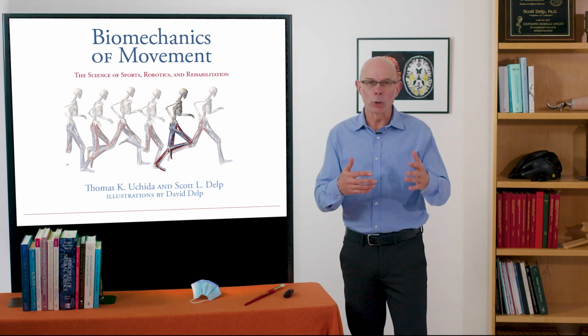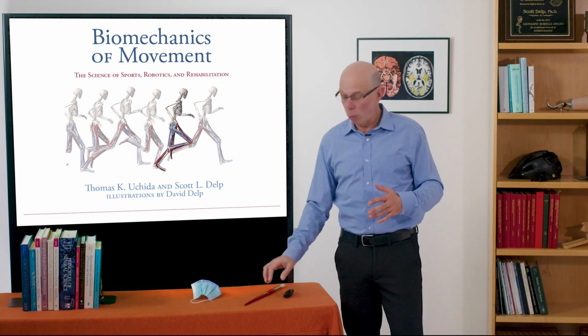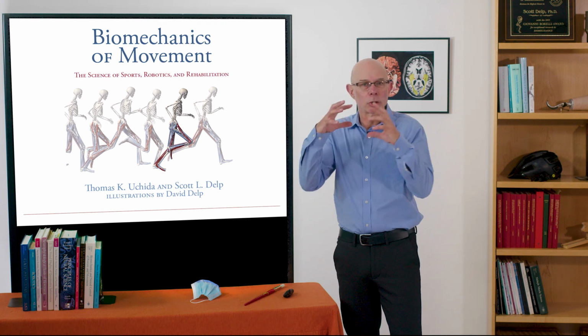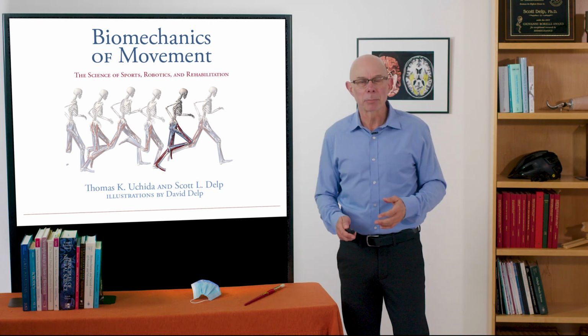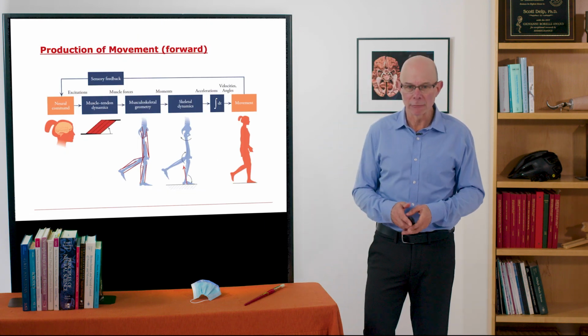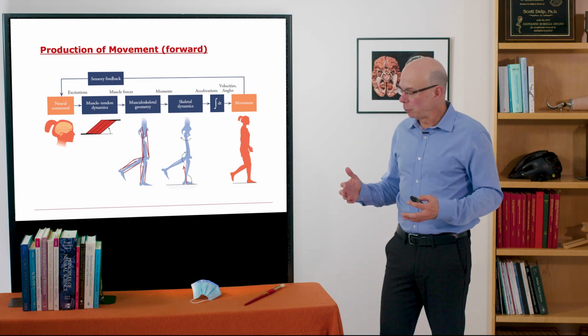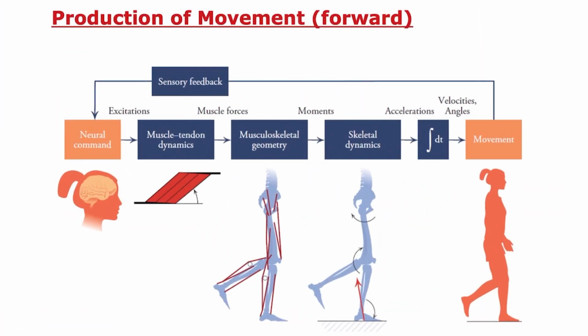There's feedback, of course, when I make an error, or if I use vision, I have multiple sensory systems coming into play. But we can try to outline that simple set of events in this following flow chart. How do we produce movement? It begins, of course, with a neural command here.